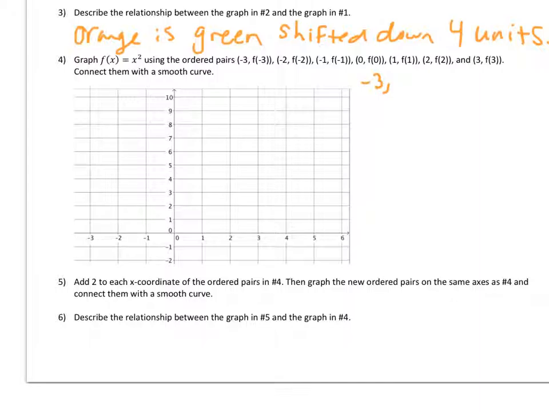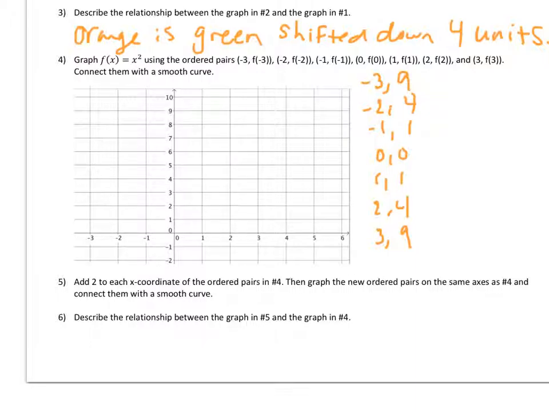comma, and then I have to take that -3, the x coordinate, and plug it into f. And f is the function that is squaring things. F of x is x squared. -3 squared is 9. So I have -3, 9. Then I have -2, comma, -2 squared, which is 4. Then -1, 1. 0, 0. 1, 1. 2, 4. And 3, 9.